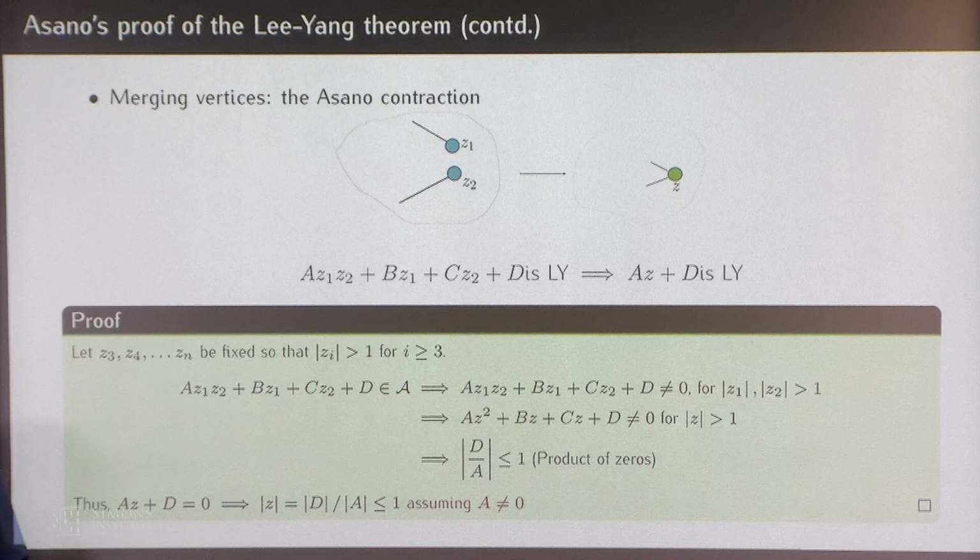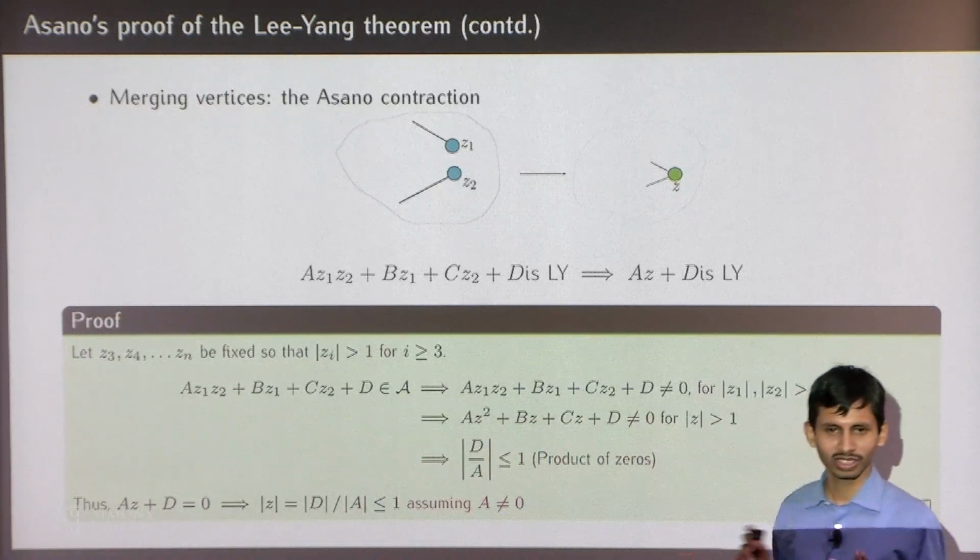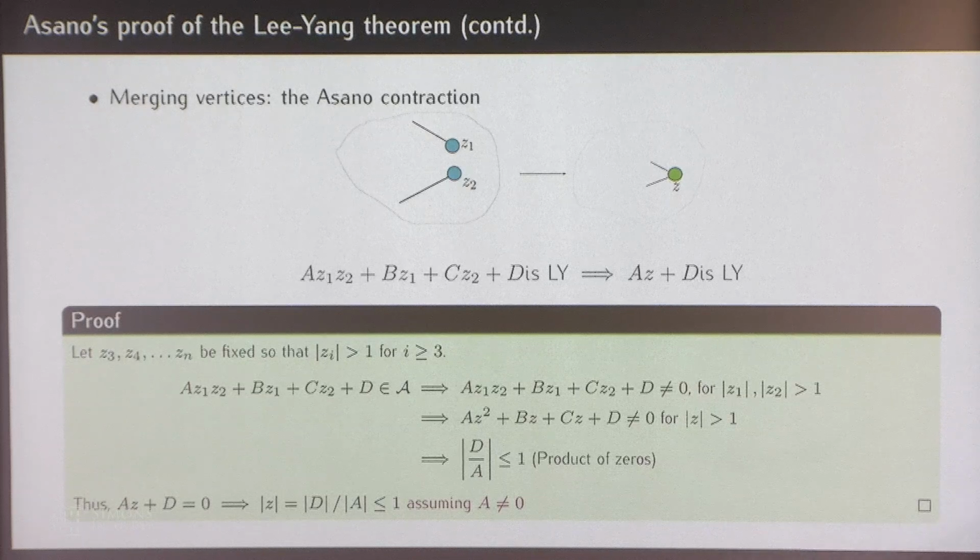There's something I'm hiding here, that a has to be non-zero for all this to work. But that can be proved inductively. So except for this, there's nothing being hidden here. It's that elementary for the graph case.